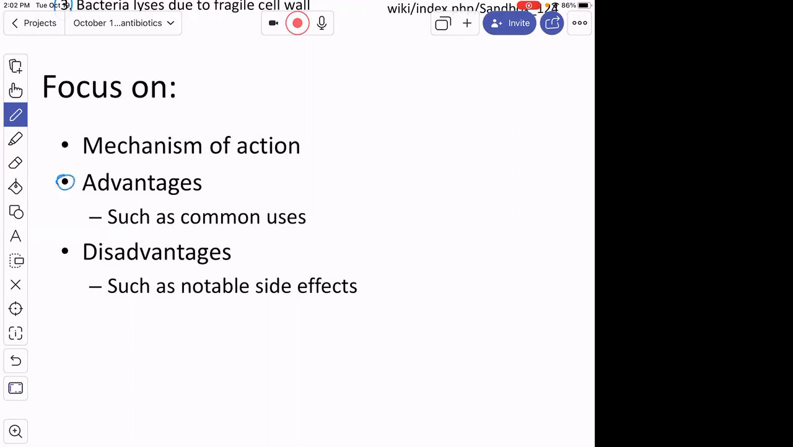You should know if there's any particular advantage to using the drug, like, oh, we use this for tuberculosis. This is the only thing that works against tuberculosis, or these are for common childhood ailments, common uses. That's something to know. And for some drugs, there are big drawbacks to using them, so any side effects that are really notable are something to remember as well.